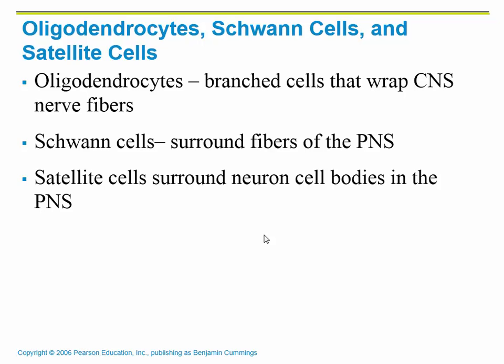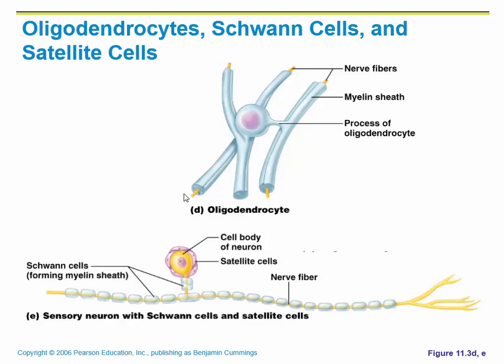Then you have two cells that are very similar. One is called an oligodendrocyte, and that is going to form the myelin sheath in the central nervous system, and then Schwann cells are going to form myelin sheath in the peripheral nervous system. And then there are satellite cells that are going to surround the cell bodies in the peripheral nervous system.